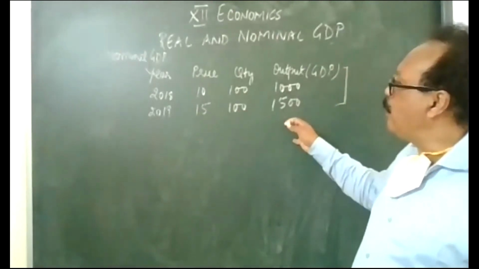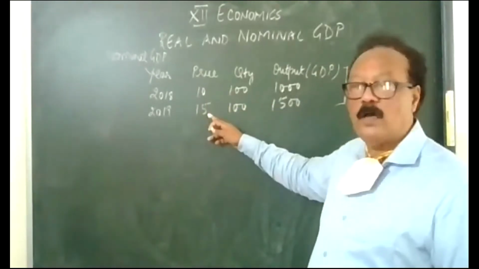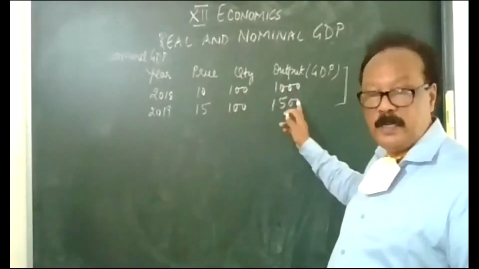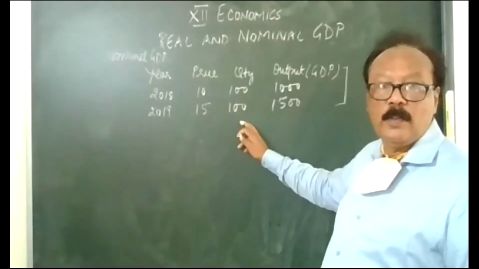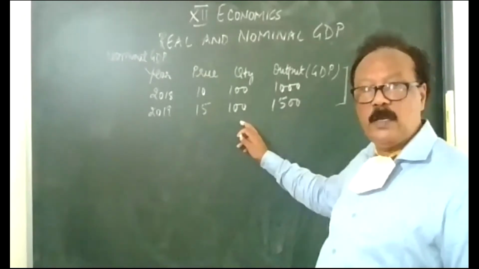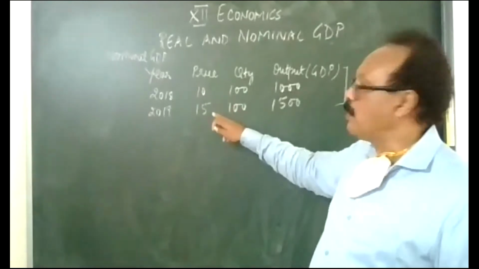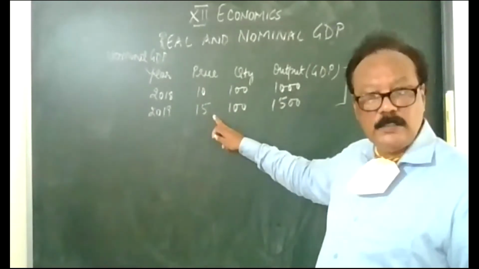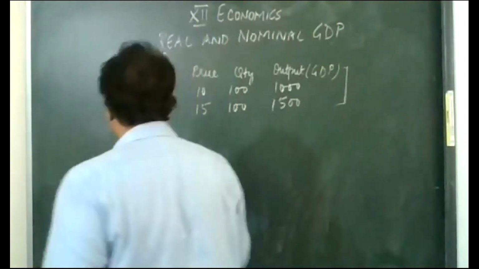Small example, you understand how when price increases because of inflation, GDP may increase. There is no increase in the output quantity. It is still producing 100 units only. And how will GDP increase? Because of the rise in price. Now an example of real GDP.